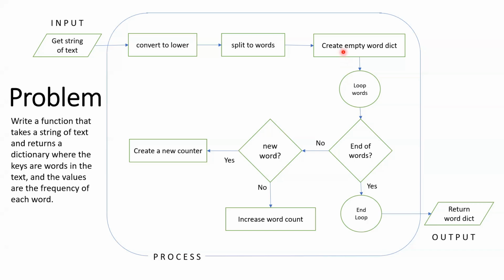Create an empty word dictionary, then iterate over the words. So it's looping through the text, looping over the words within the text. At the end of the process, we can print the dictionary. For each word, if it is a new word, we create a counter for it. The first time it appears, the count is one.